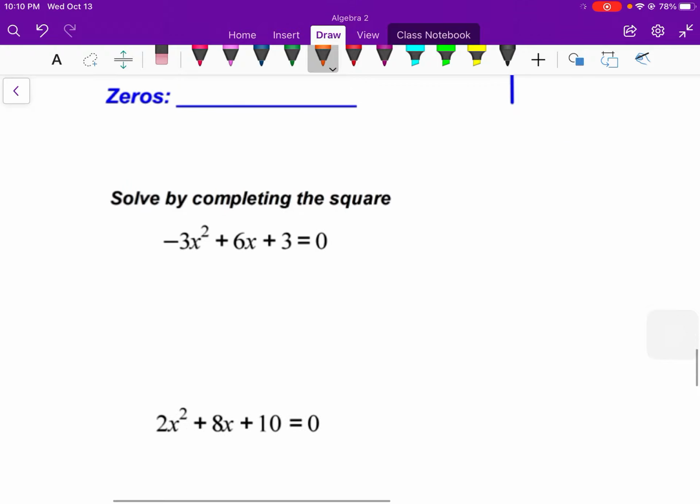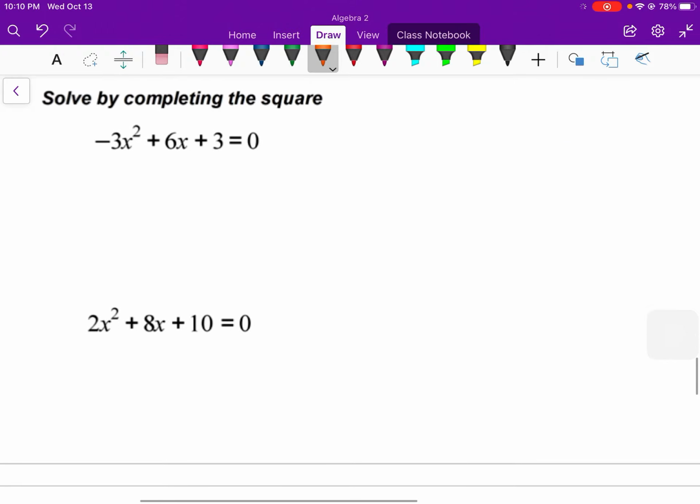All right, the last thing we did was completing the square. So to solve by completing the square, step 1, you had to make sure a was 1. So my a in the first one is negative 3. So to get it to equal 1, I need to divide everything by negative 3. And I need to do that to both sides. So we're going to get x squared minus 2x minus 1 equals 0.